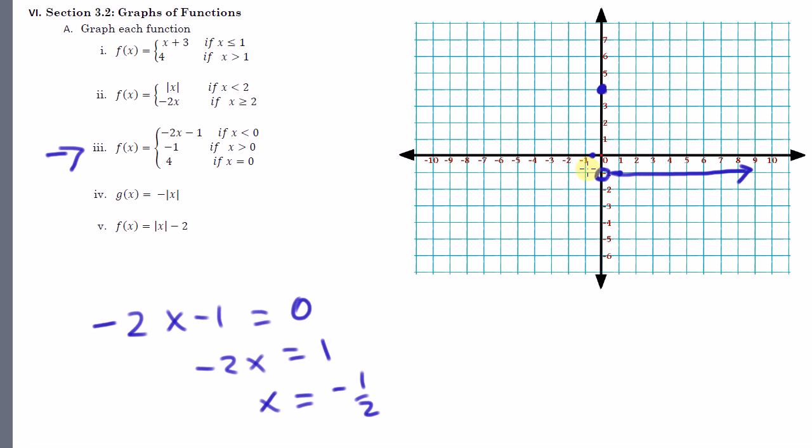So this guy here. And let's pick a value that's a little further out, like -4. So -2 times -4 minus 1. And we get a positive 8 minus 1 is going to be 7. And that's on the graph. Good. -4 is going to be up here at 7. And then we simply connect these dots.